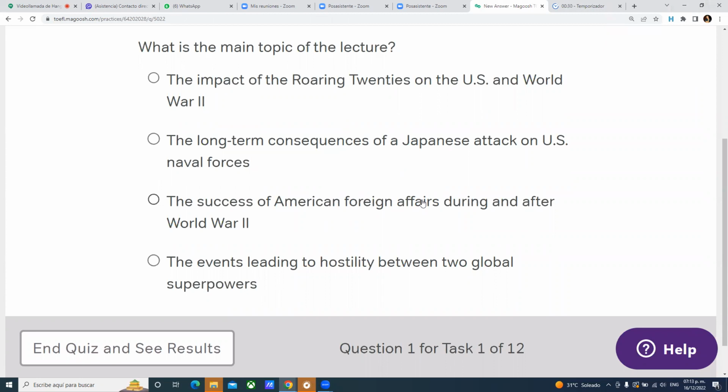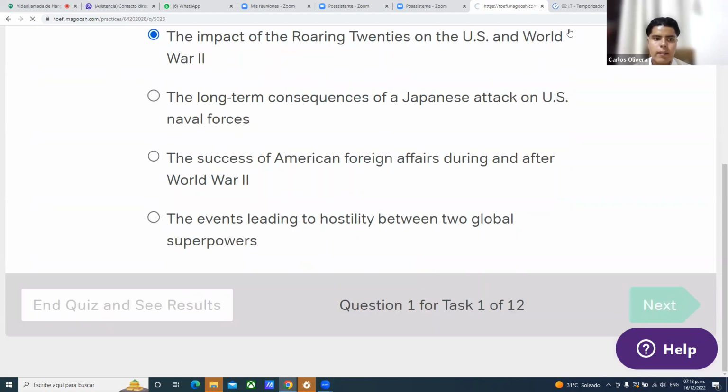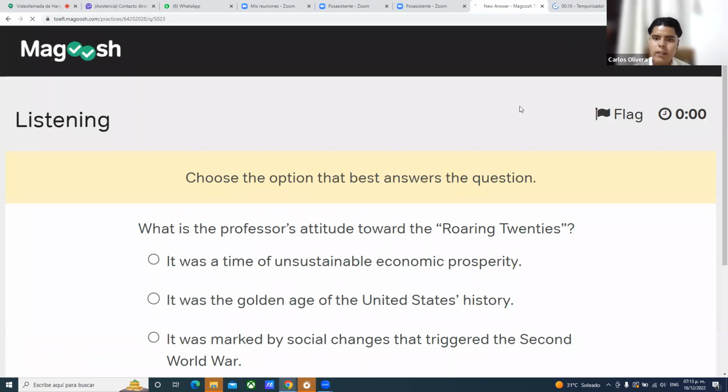I think it is the first one. Okay, the first one. Very good, thank you. Let's continue then with the next question. This is going to be for Lenny. Okay, dear Lenny, this is yours. You can respond.